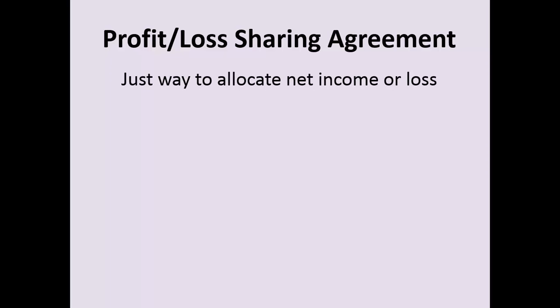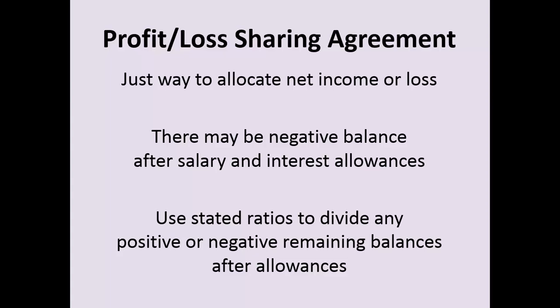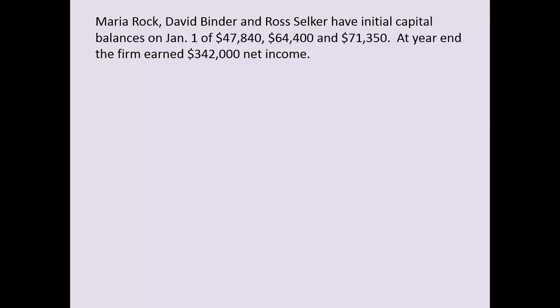It's just a way to allocate net income or loss, and there may actually be a negative balance that remains after the salary and interest allowance. Don't worry about that. This is just how you divide up the money. You're going to use stated ratios to divide any positive or negative remaining balance after any allowances to divide that income. So we're going to look at an example.